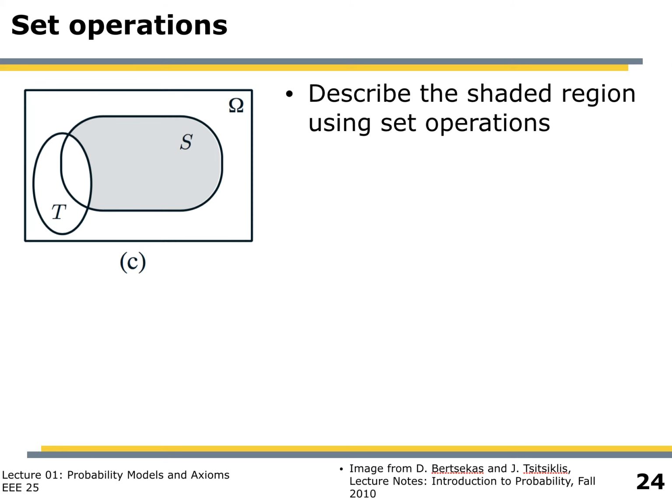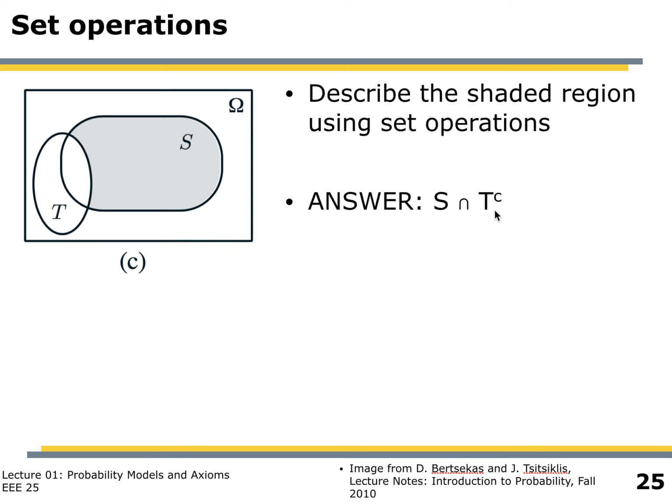Let's have a quick exercise. Can you describe the shaded region using set operations? You can click pause and attempt to answer this question right here. Or if you just want to know the answer right away, I'll give it to you. So did you answer this one? S intersection with the complement of set T. So if you answered this, then you are correct.